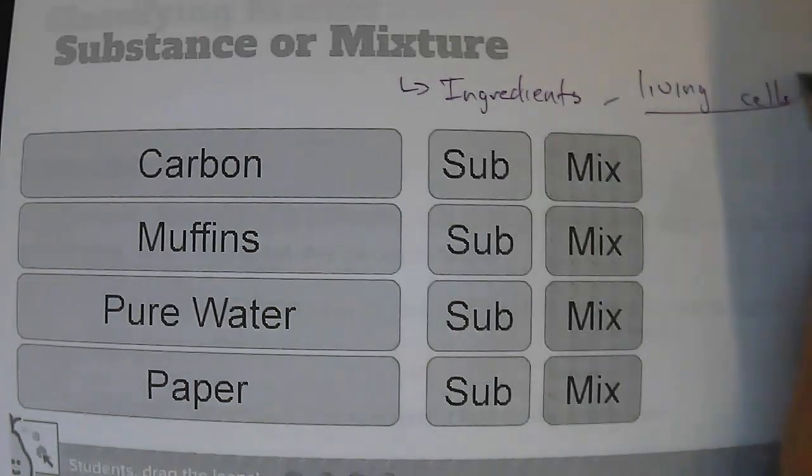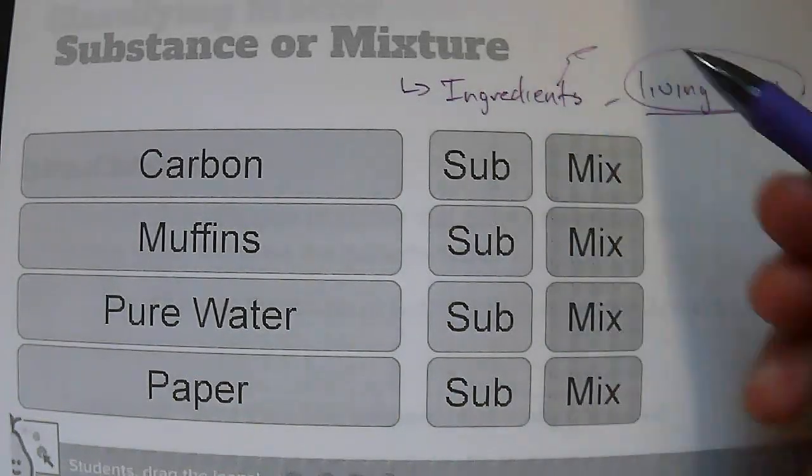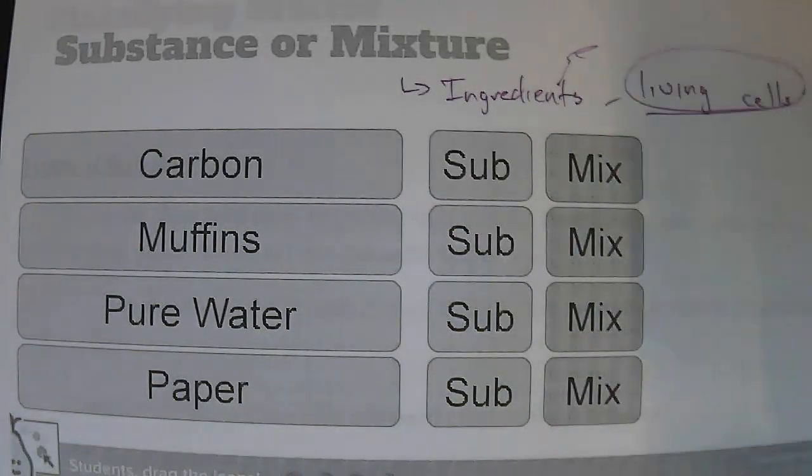So living cells, no matter what, have ingredients. On top of the things that we normally think of having ingredients, like when you bake or cook, you put a steak in the oven, that comes from living things, but you put seasoning on it, or chicken and you put barbecue sauce on it. All those things have ingredients, okay?